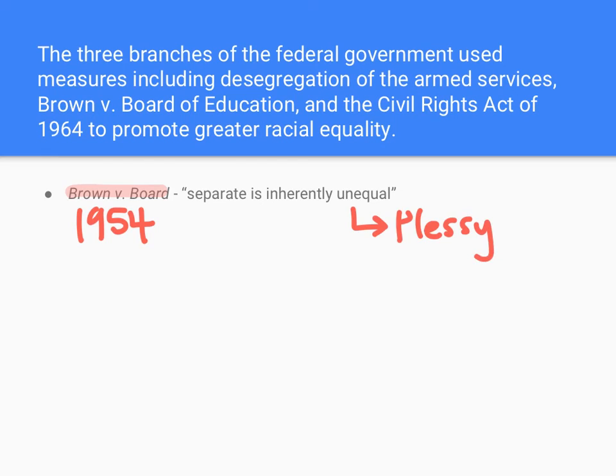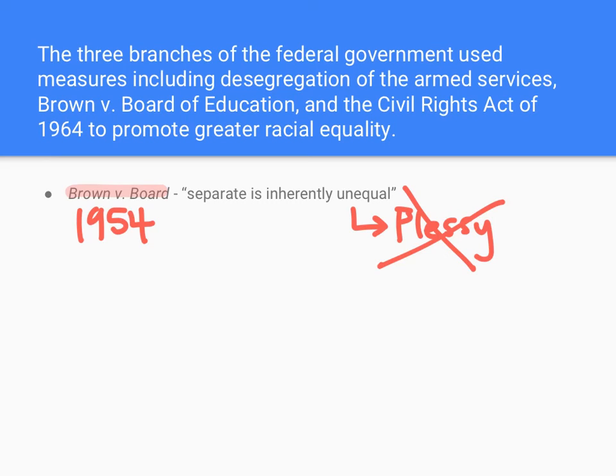So by arguing that separate is inherently unequal, the Warren Court reversed that Plessy decision and essentially opened the door for legal challenges to all of those Jim Crow segregation laws in southern states. And so this was essentially the beginning of the end of legal segregation in the southern states.